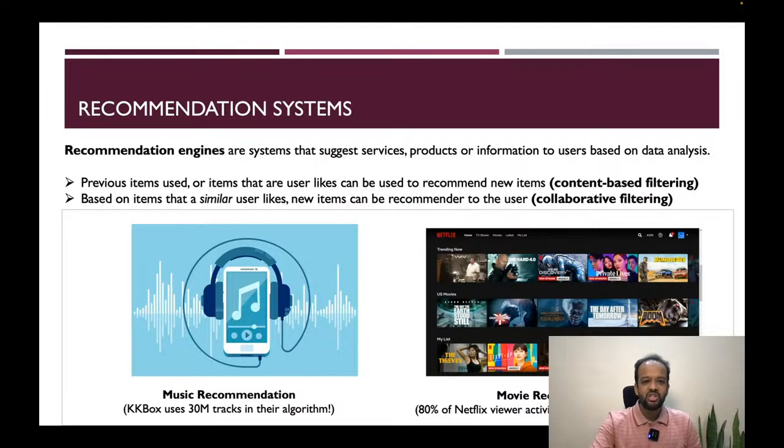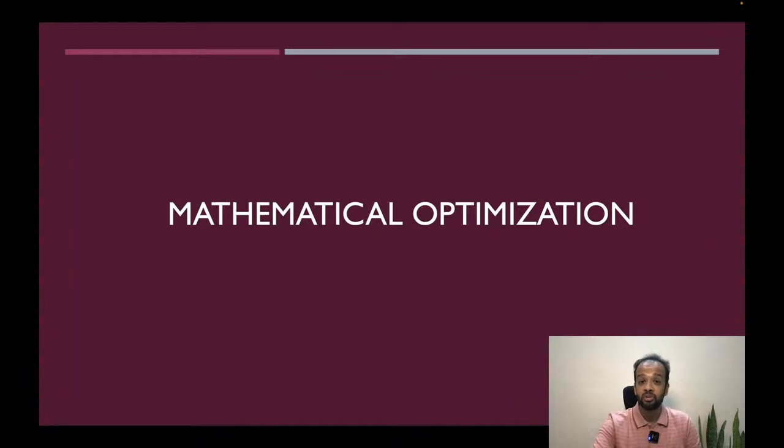All right. So this is about recommendation systems, right? And this is a very interesting subset of data science, and it is very, very relevant to organizations as well, to improve the customer experience mainly. Now we will look at another subfield, which is called mathematical optimization.